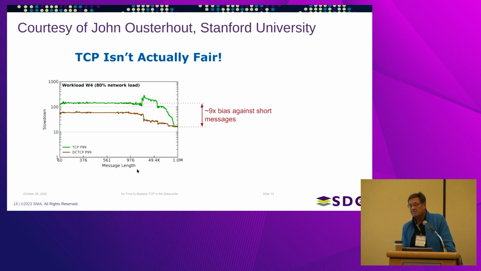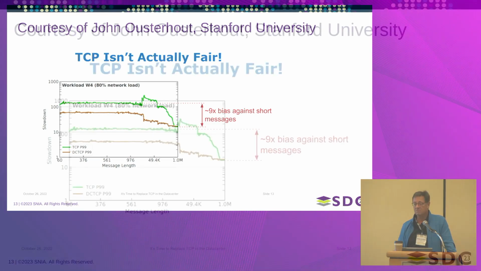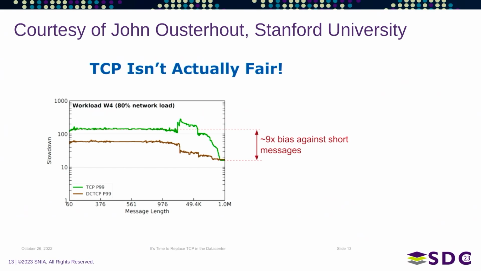And the x-axis is the message size, okay? The green one is for TCP P99. P99 stands for the 99th percentile. That means the 1% really bad or worst latencies that we receive are cut off. We just look at the 99th percentile. And the brown curve, which is slightly better, is datacenter TCP, which is a flavor of TCP.